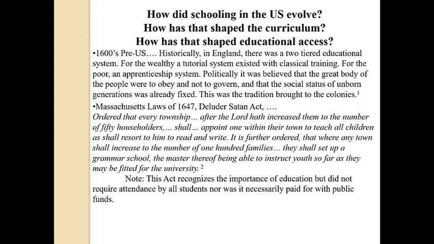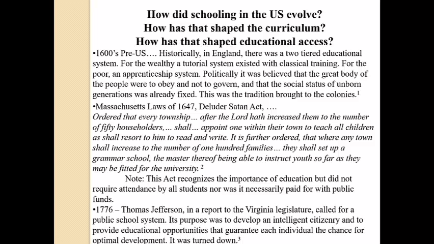And what this law did, 1647, okay, so 350 years ago, said that when the town got to 50 households, they would have an instructor, somebody to basically tutor the students on reading and writing. When the town got to 100 households, they would actually develop a grammar school, and that instructor would then go and teach, quote unquote, at the grammar school. So we see the beginnings of an education system in the United States. Notice that there's no compulsory attendance with this. It's simply setting up schools to educate the population. In 1776, in a report to the Virginia legislature, Thomas Jefferson called for a public school system.